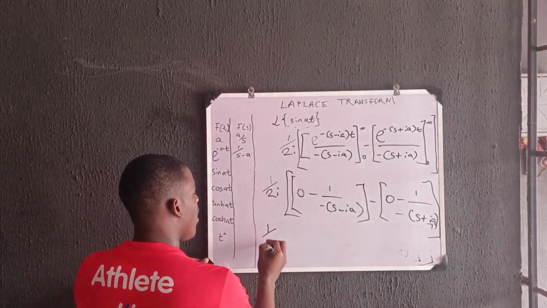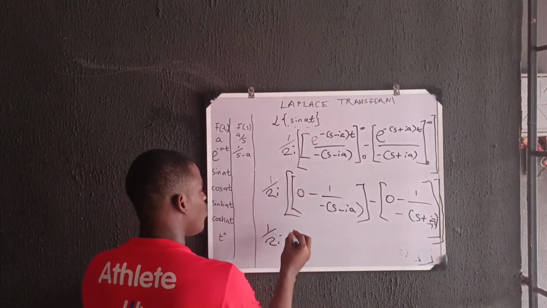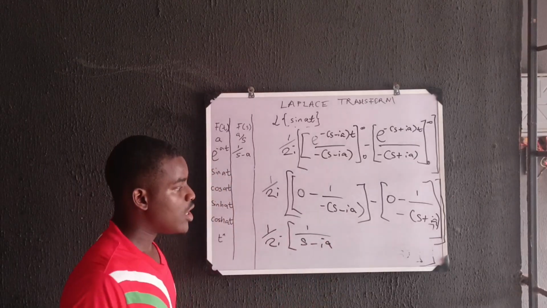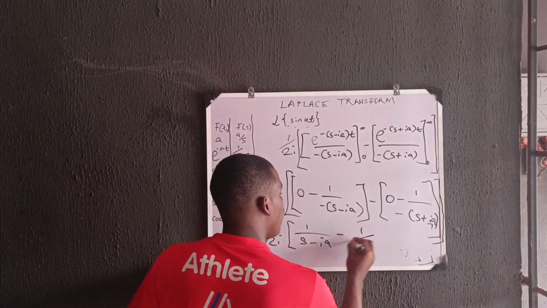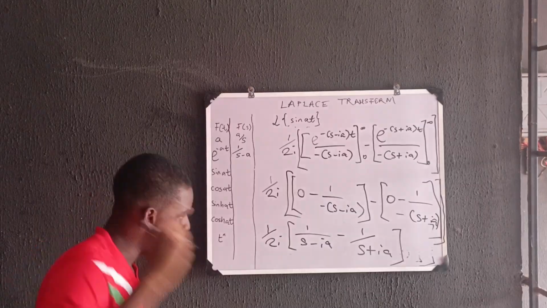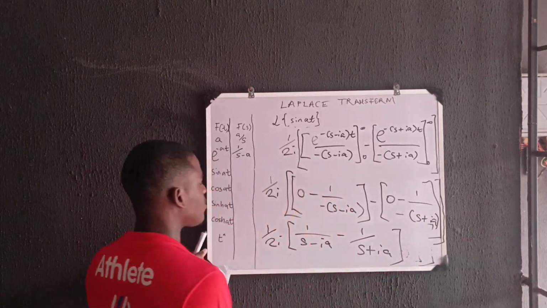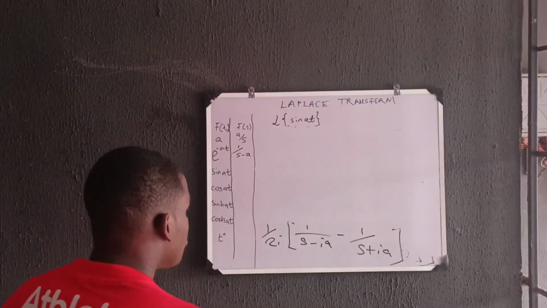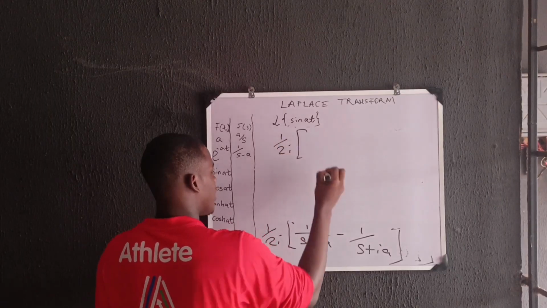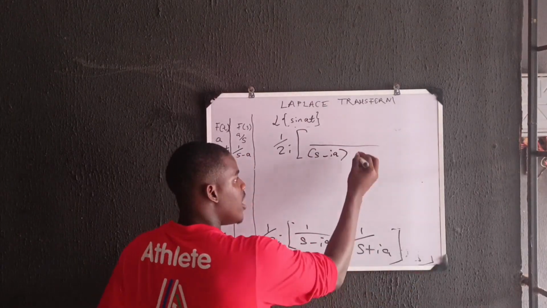So at the end of the day, we are going to have 1 over 2i, with the entire bracket still there, of 1 over s minus ia minus 1 over s plus ia. Did we get it? I'm sure we did. So we are going to move forward from here. Now taking the LCM, we have 1 over 2i all into brackets, and the two denominators are s minus ia and s plus ia.